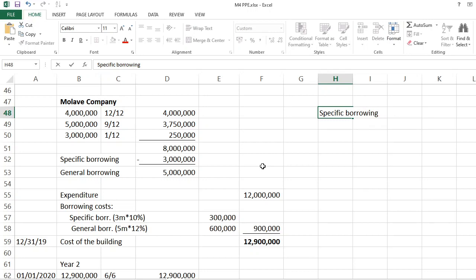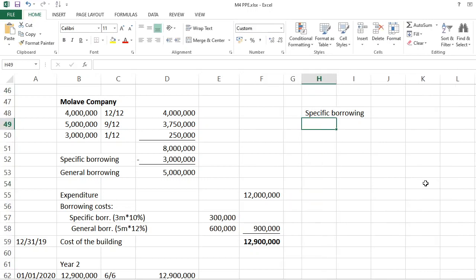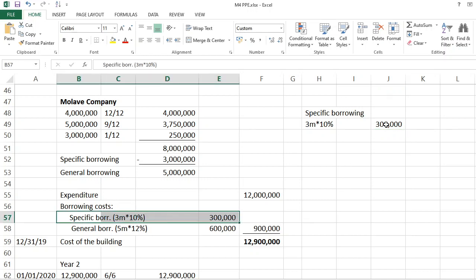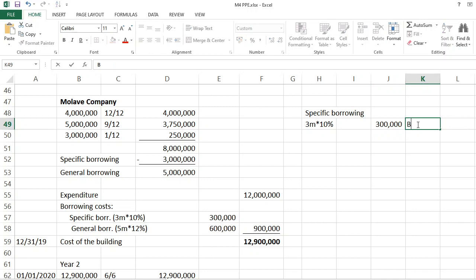Pila ba dapat ang total interest niya? That's 3 million total interest. Supposedly, so wag ko na lalagay total interest, baka ma-confuse kayo. Supposedly, we will have an expense of 3 million times 10%. Tama? And that is 300,000. Pero, kaning 300,000, nagamit sa building or wala? Nagamit. Ayan, specific borrowing, 300,000.